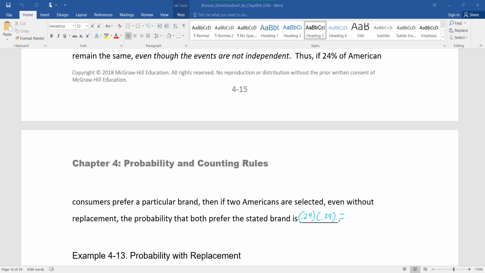Let's find out. Basically 24 squared. So 24, 25, 6, 25, 4 would be 596. So that'd be 5.96. No, it'd be 0.0596. That was close. I had the 6. All right, so this would just be basically a 5.7% chance that you'll actually select 2 people that like this stated brand. Sorry. Any questions there?